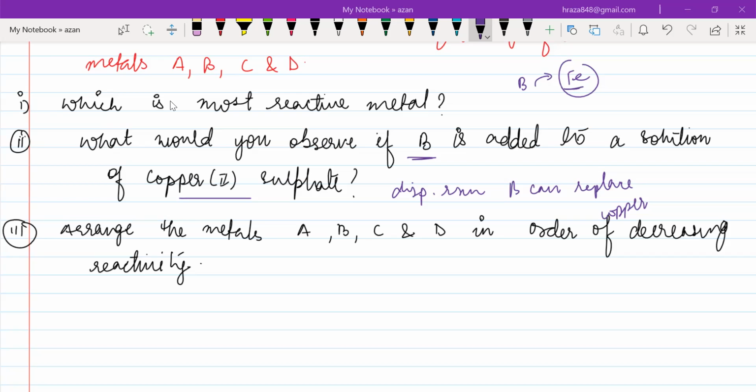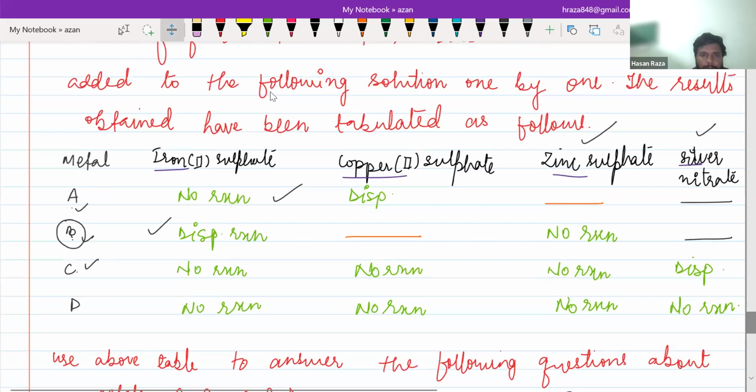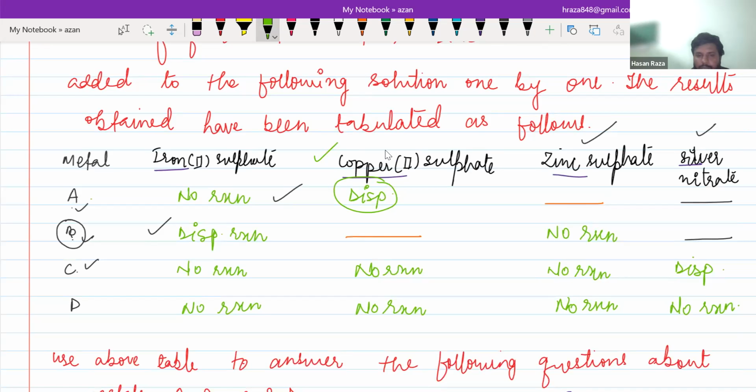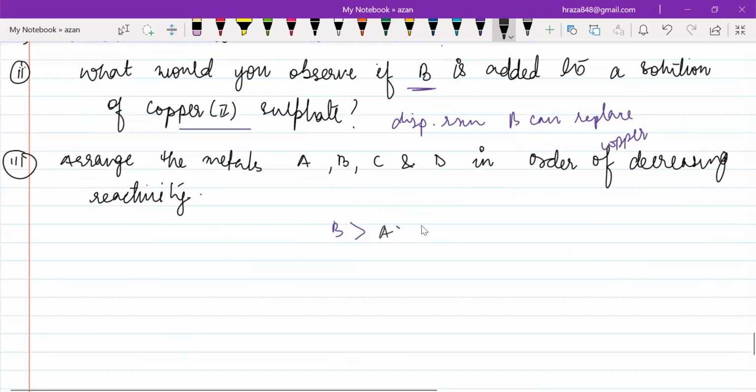Let me know the last one. B is the most reactive and we need to arrange these in decreasing order. So B is the most reactive. Then if you look at A, B, C, D, you can see A displaces copper, then C displaces silver, and D is no reaction. That means D is the least reactive one. So the answer will be B, A, C, D. Got it?